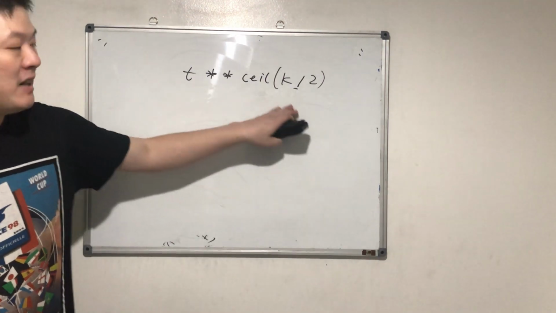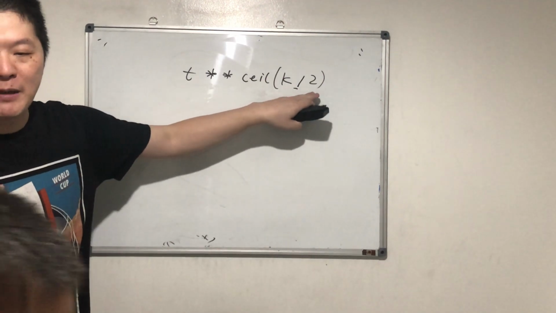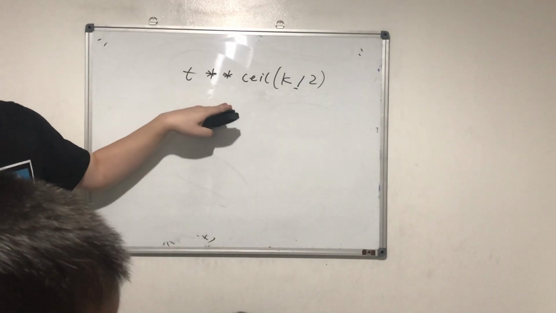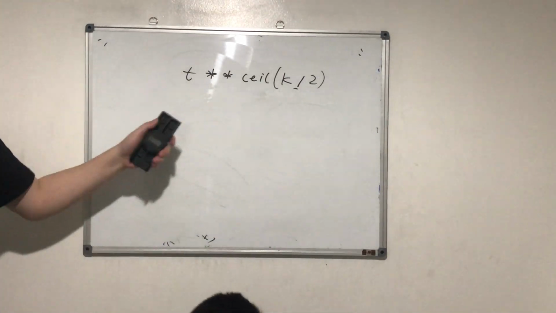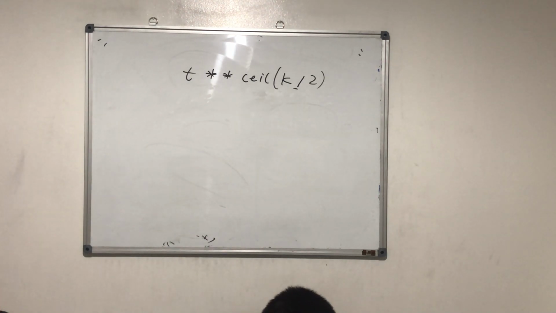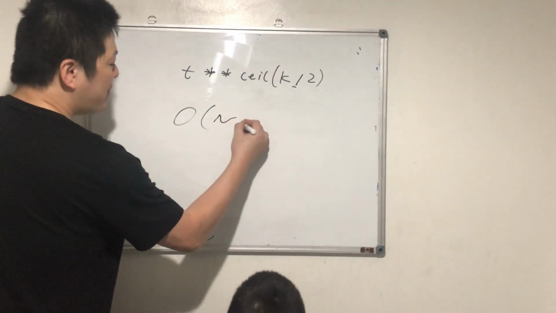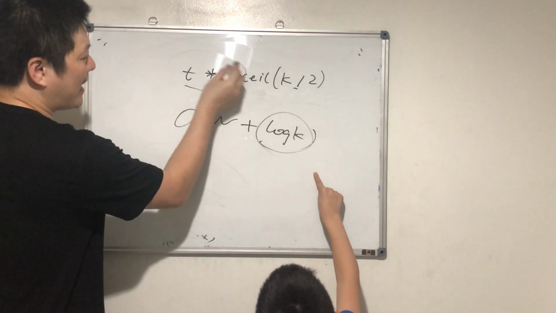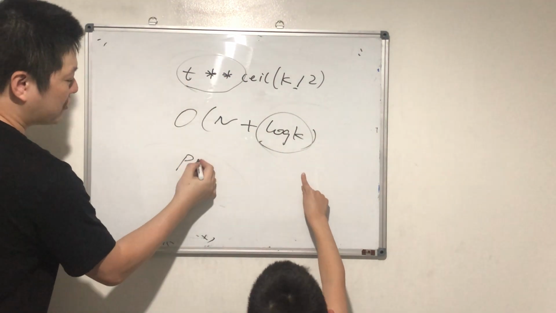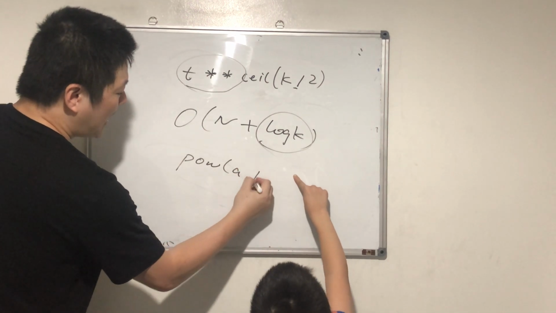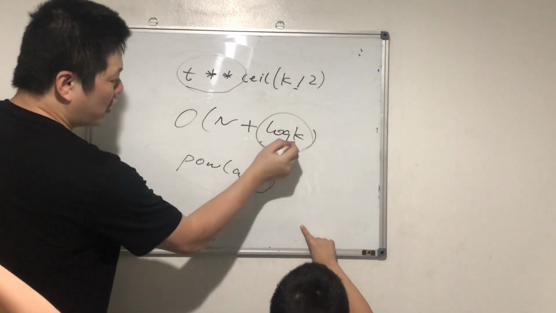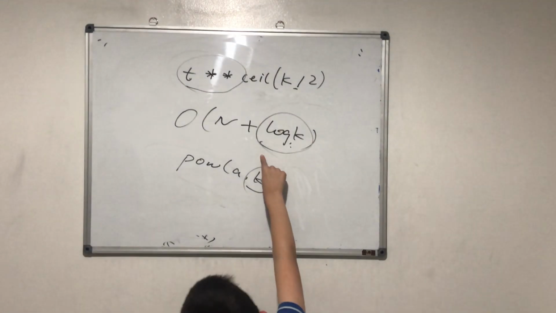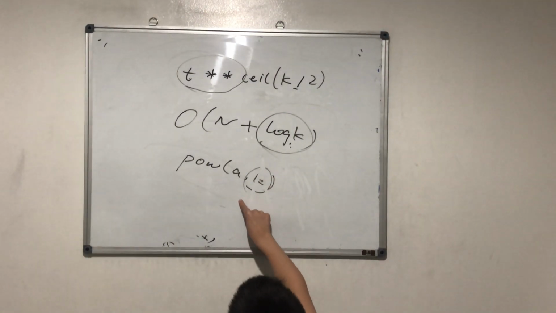Okay, so look, k equals 4, 4 divided by 2 is 2, here is 2. T times 2, right? T squared, right? Okay, that's it for today. So what you remember is complexity O(n) plus log k, right? Why is it log k? Because we want to calculate the power function A to the k, which is O(log k), okay? Does it make sense? Yeah. Okay, good job today.